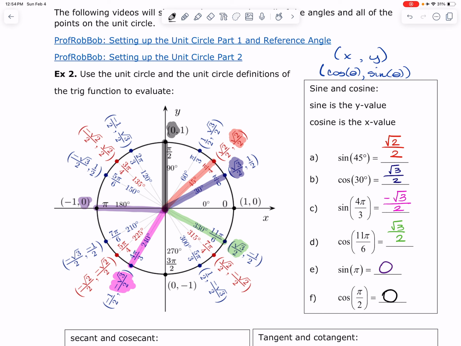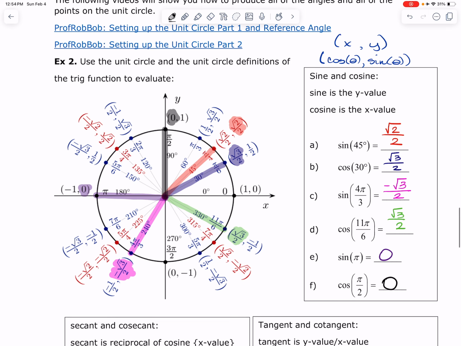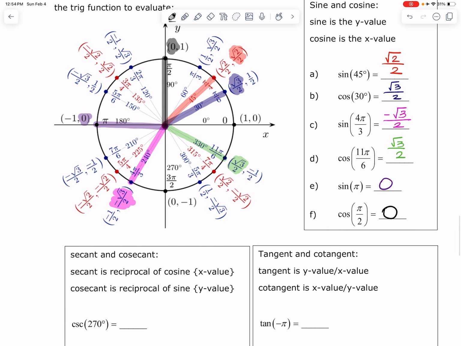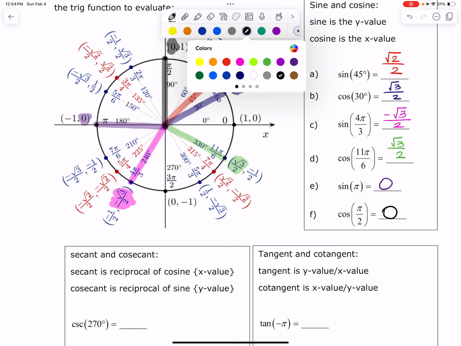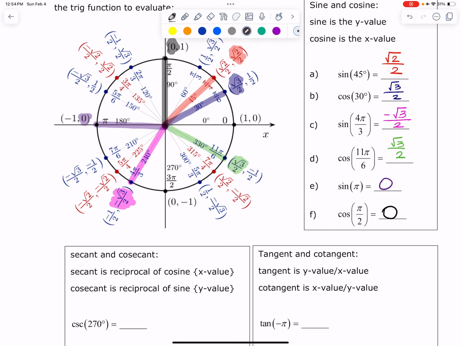Okay. Notice this has cosine and sine. Those are our x and y coordinates. None of the other functions. So here we are going to figure those out. We're going to go with a fabulous shade of gray.